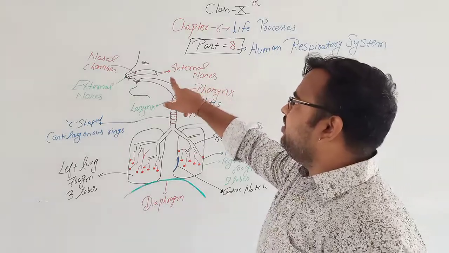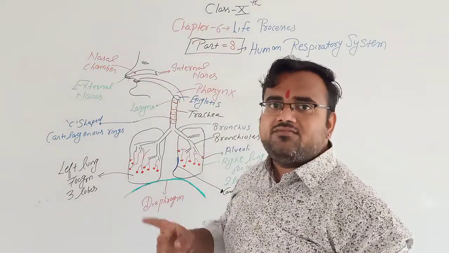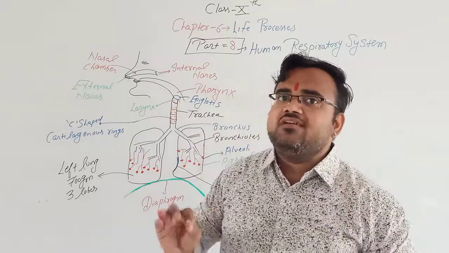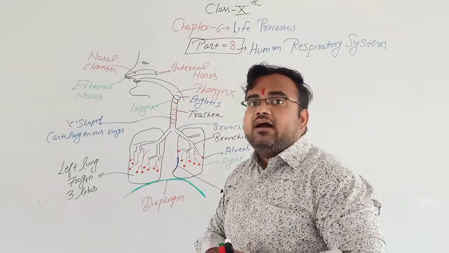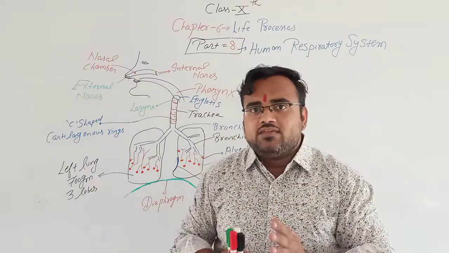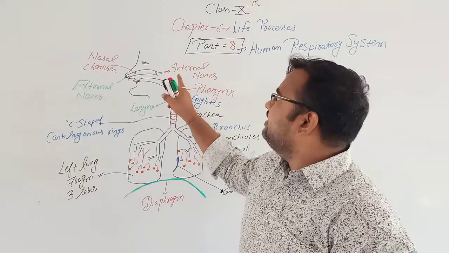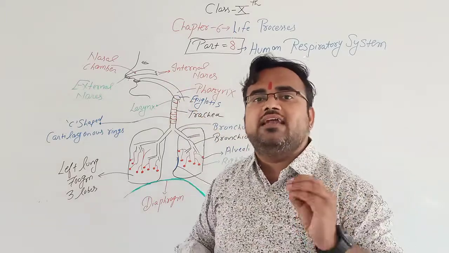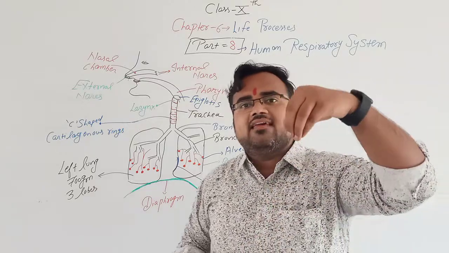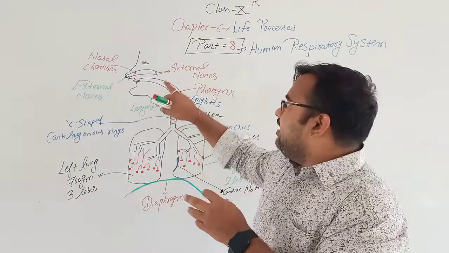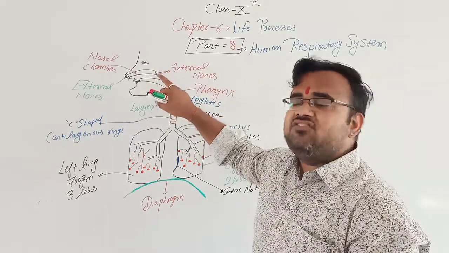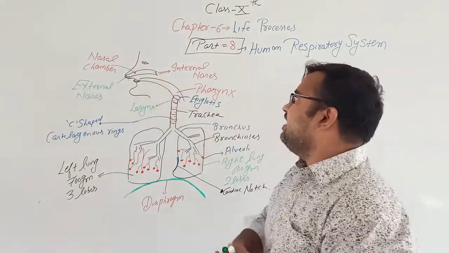Now, internal nostrils we have already seen in the digestive system. We have already seen that the uvula closes the internal nostrils during swallowing. I have asked you a question: what closes the internal nostrils during swallowing of food? The uvula, the hanging structure in our mouth, closes the internal nostrils.